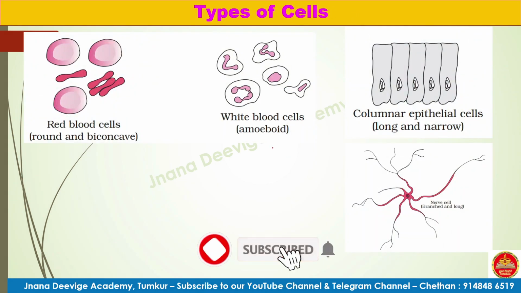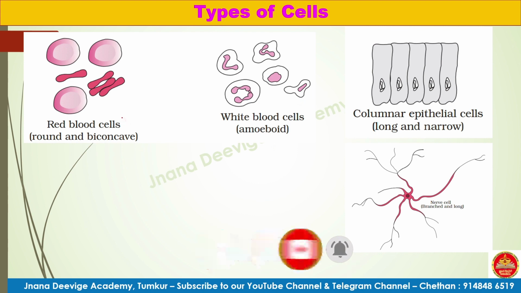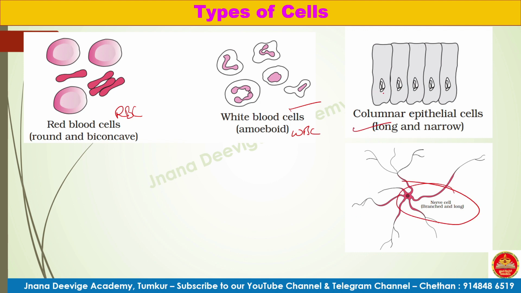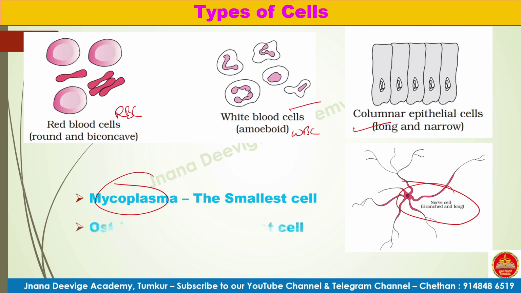Types of cells. We can observe different types of cells, for example, red blood cells, white blood cells, columnar epithelium cells, and nerve cells. We can observe from the figure that cells differ in size and shape, and these cells are different in activities also. For example, mycoplasma is the smallest cell and the ostrich egg is the largest cell.